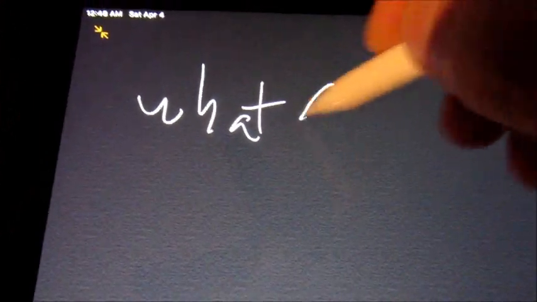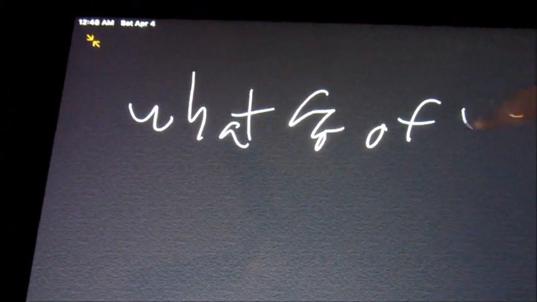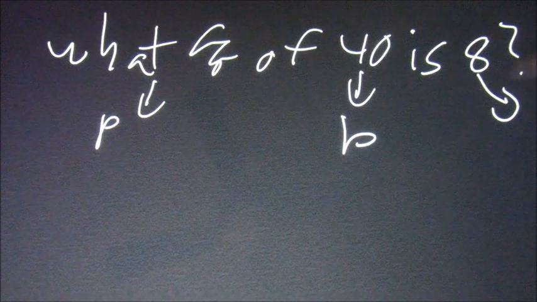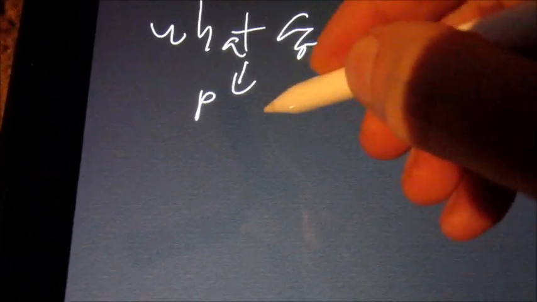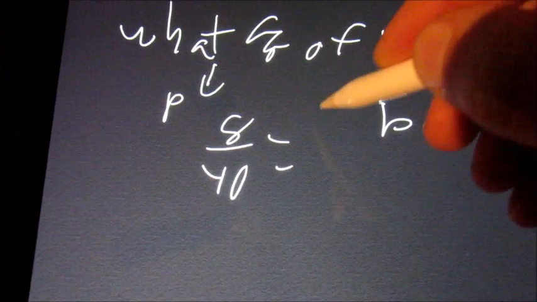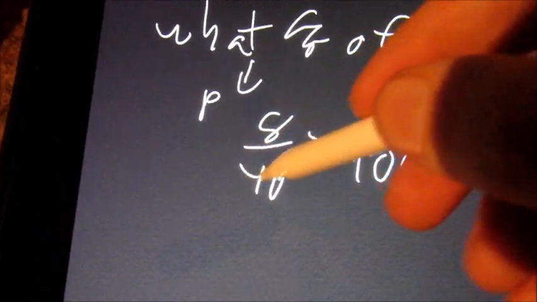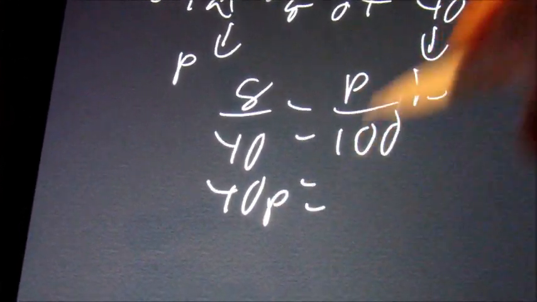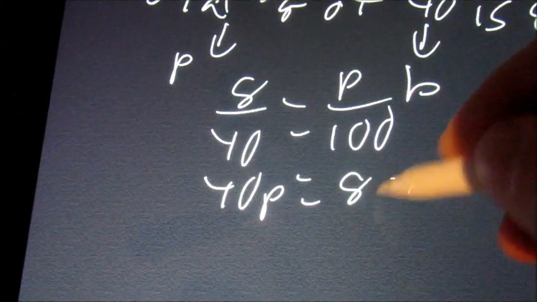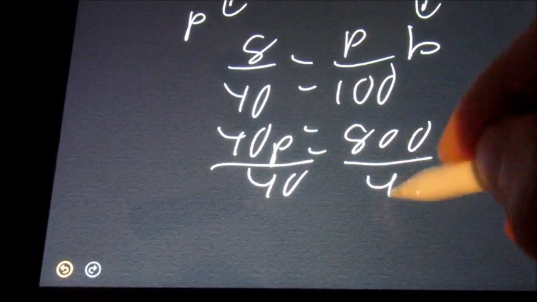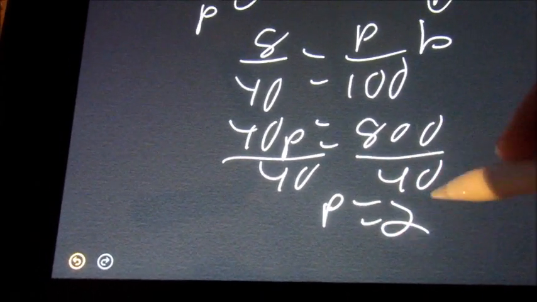Next, it might say what percent of 40 is 8. So we don't know the P this time. Of is our B, and the "is" is the A. So we have 8 over 40 equals P over 100. Now when we multiply, we're going to have 40 times P. So 40P equals 8 times 100 is 800. Divide both sides by 40. And P equals 20%.